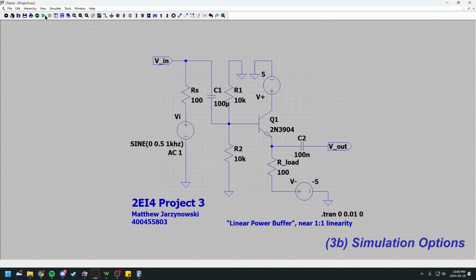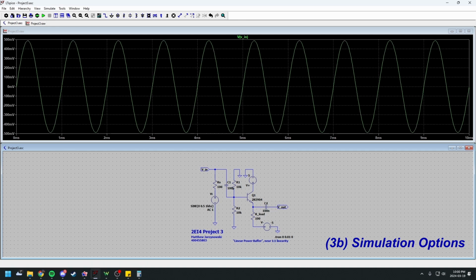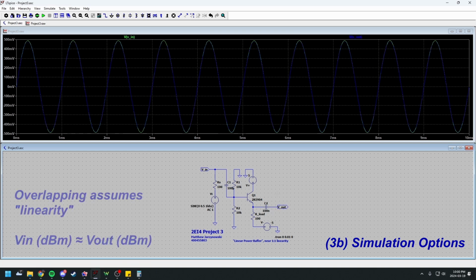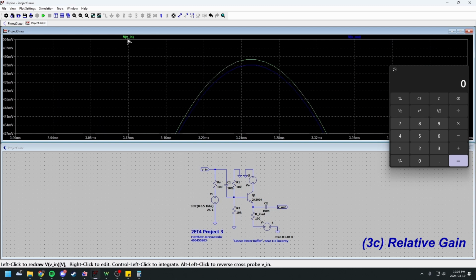Now, when running this simulation and selecting V in as our input voltage, which is in green, and selecting V out as our output voltage, we can see that they overlap, which is desirable in this case. To calculate the relative gain of this circuit, we can look at the simulation output graph, where we have our input voltage V in green and our output voltage V out in blue.